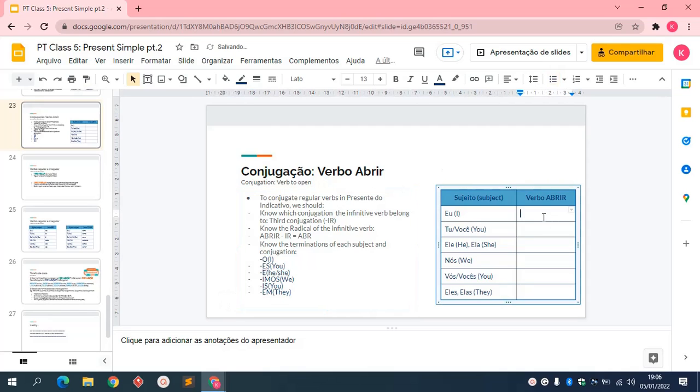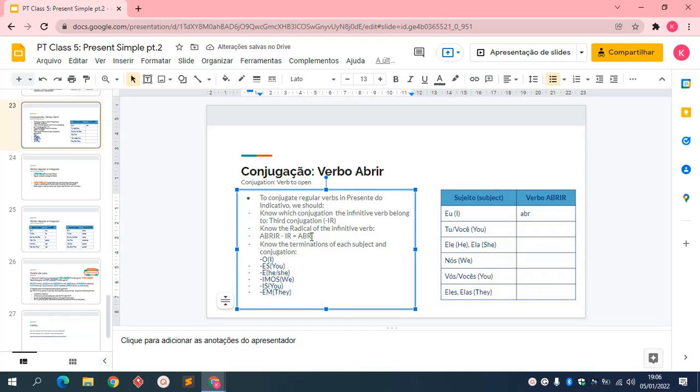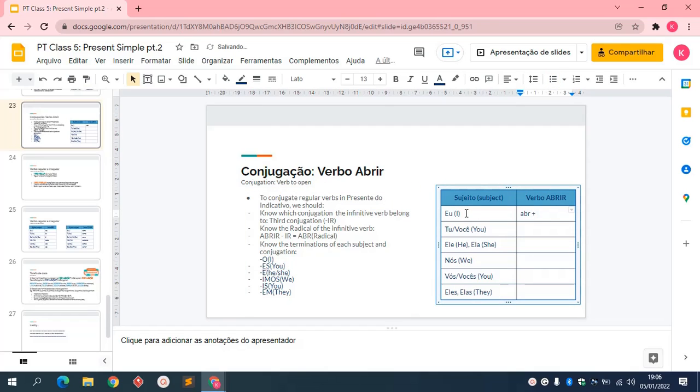And that's it. So remember that when we are conjugating, we put first the radical. The radical, as we saw here, is abr. So abr is the radical plus the termination. The termination for I is the letter o. So eu abro. Again, radical plus termination. For tu, for you, we have es. So tu abres. Again, radical. Ele, ela, so he, she, letter e. Ele, ela abre. Radical plus termination. Imos, nós abrimos. Radical plus termination, is here. And last, radical plus termination, which is em. So, eles, elas abrem.